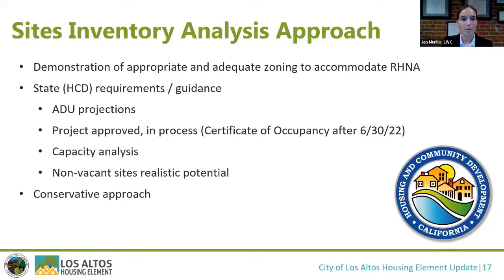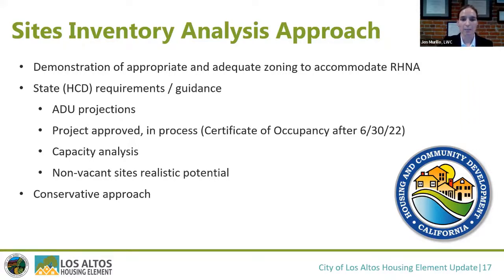We also can look at projects that are in the pipeline, meaning they're approved projects that haven't been completed, they're projects under review, and they're projects that won't be completed or won't have a certificate of occupancy before June 30th. And so these projects can be credited towards the RHNA capacity and counted based on the number of units that are being projected or approved at those income levels, or under review for entitlement.